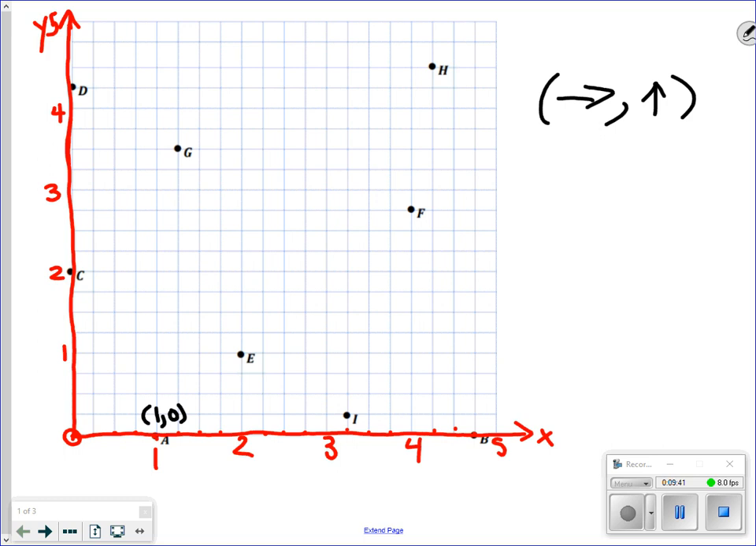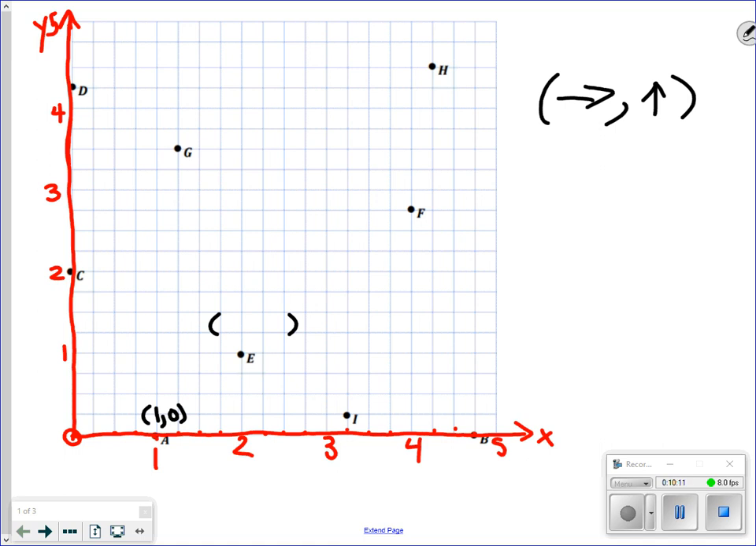Okay, put your finger on E. Find E. So on E, I want you to write the coordinates of E, somewhere around E. Write the x and y coordinates of E.